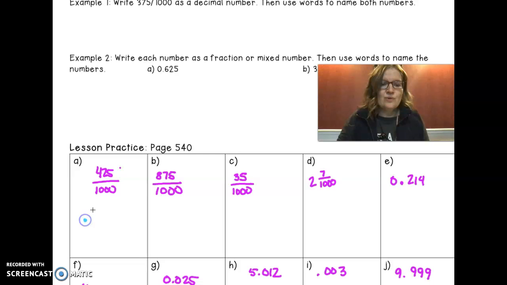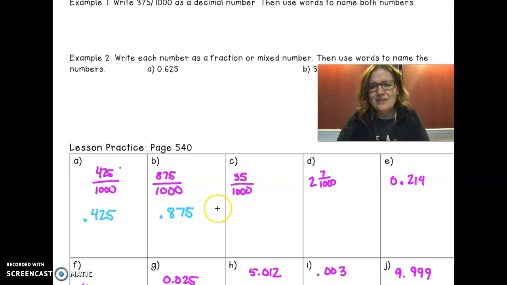This in decimal form is .425. Our next number in decimal form is decimal 875, or we say 875 thousandths. I feel like I have a lisp on this one.